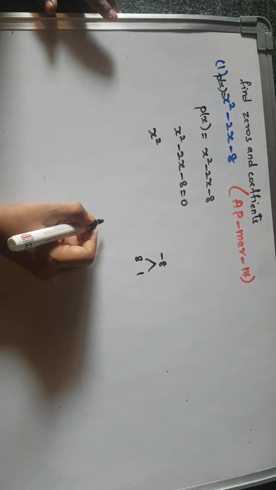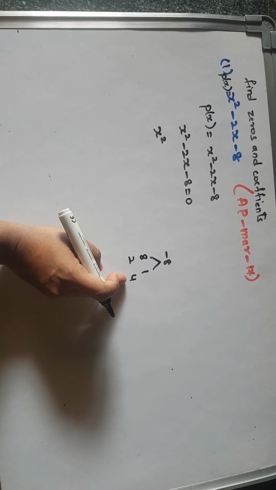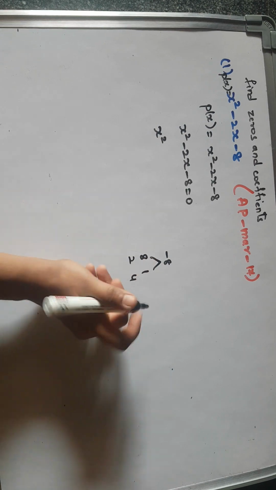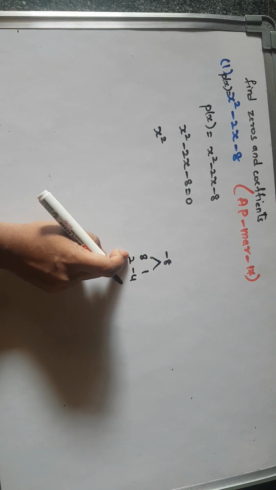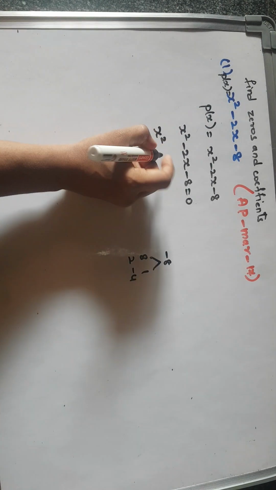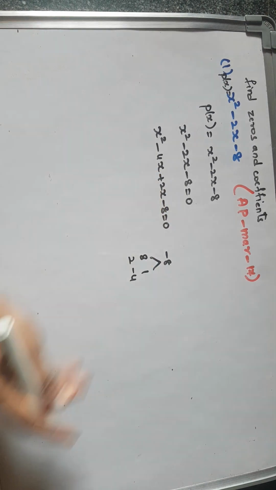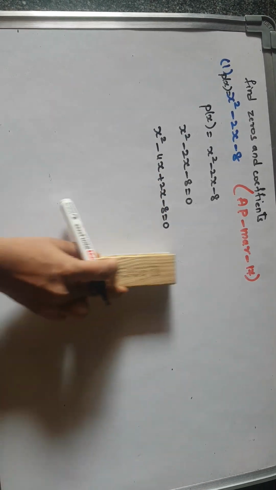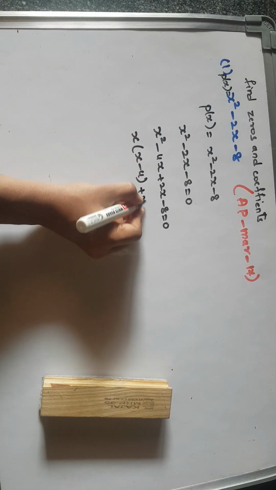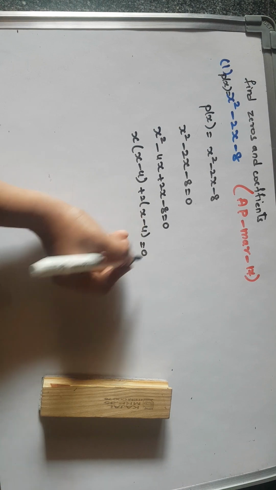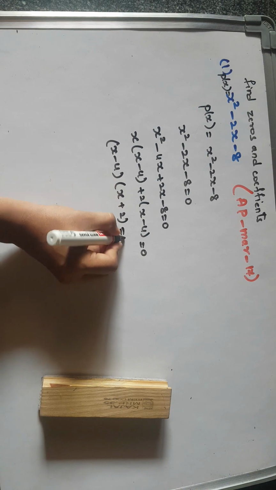Which numbers multiply to give 8? 2 fours. When we multiply 4 and 2 we get 8, but we have to get minus, so take the minus here: minus 4 times 2 is minus 8, and minus 4 plus 2 is minus 2. So minus 4x plus 2x minus 8 equals 0. Take x common: x minus 4, and take plus 2 common: x minus 4. Taking x minus 4 common, the other factor is x plus 2, which equals 0.